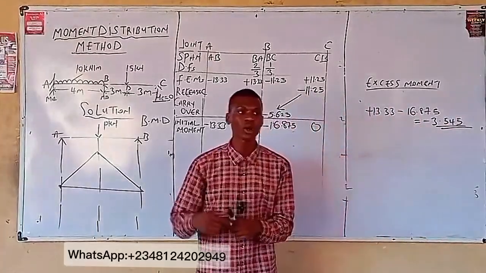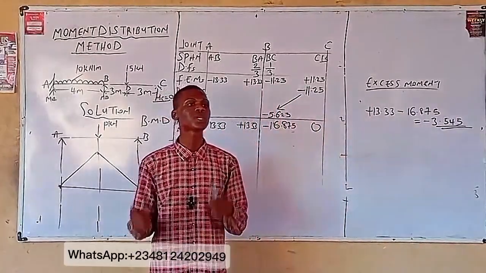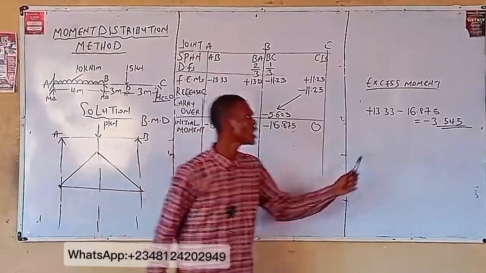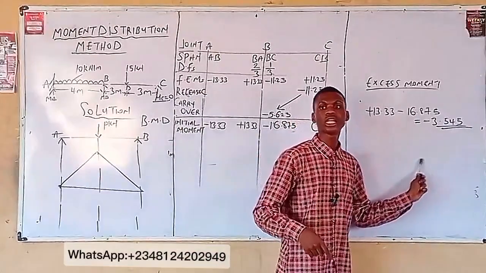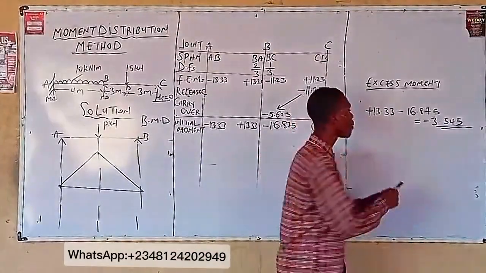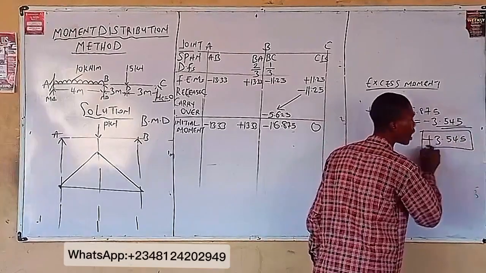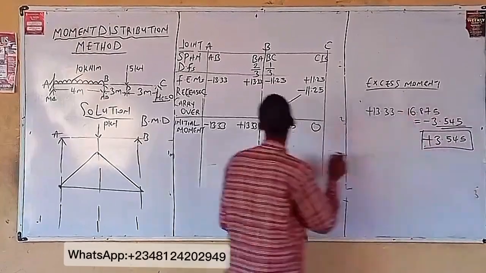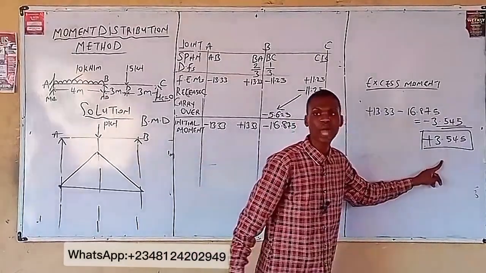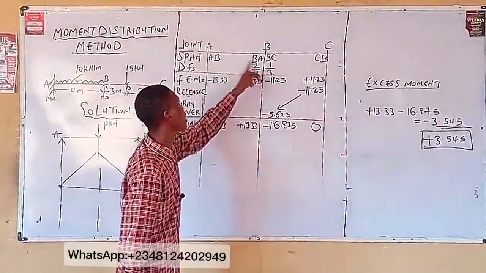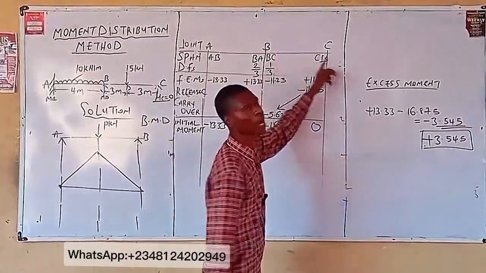But if you are distributing now, you are using the opposite sign of your excess moment. Meaning, if this is my excess moment, I'll be distributing with the opposite sign. The opposite sign becomes positive 3.545. So I'm distributing with this value multiplied by the distribution factor for span BA, and by the distribution factor of span BC.